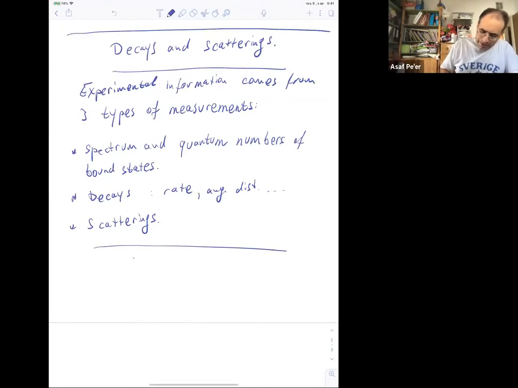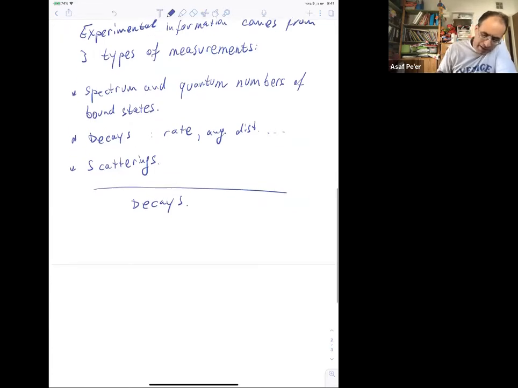So let's talk about decays. I'm going to start by saying a few general words that have nothing to do really with the standard model or even with quantum mechanics. The first thing I want to mention is this thing called a decay chain. What is a decay chain? It means we have a particle and then the particle decays into some other particles, but these other particles in turn can also decay into other particles.